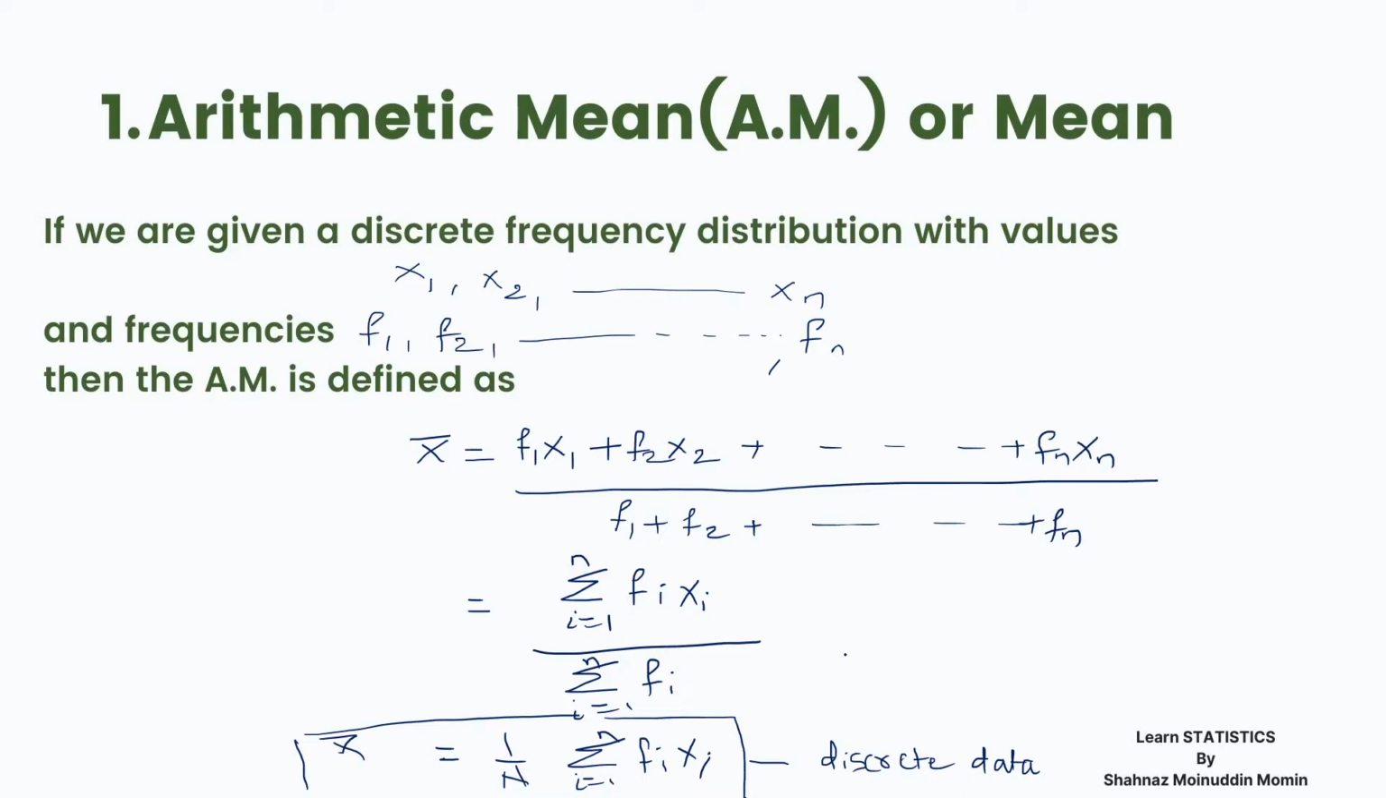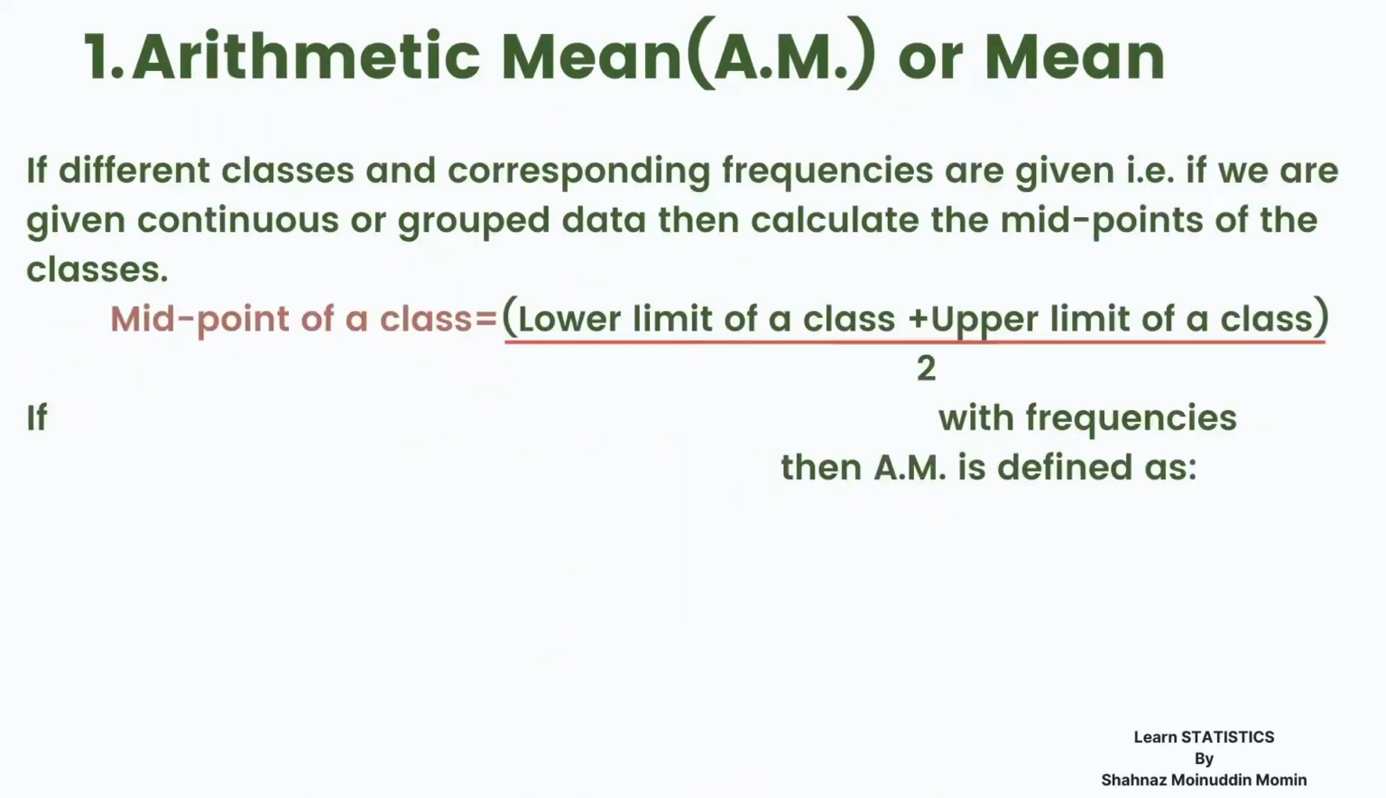Now let us see how we calculate the arithmetic mean in grouped data. If different classes and corresponding frequencies are given, that is, if we are given continuous or grouped data, then calculate the midpoints of the classes. How do we calculate the midpoints? Midpoint of a class equals lower limit of the class plus upper limit of the class divided by 2.